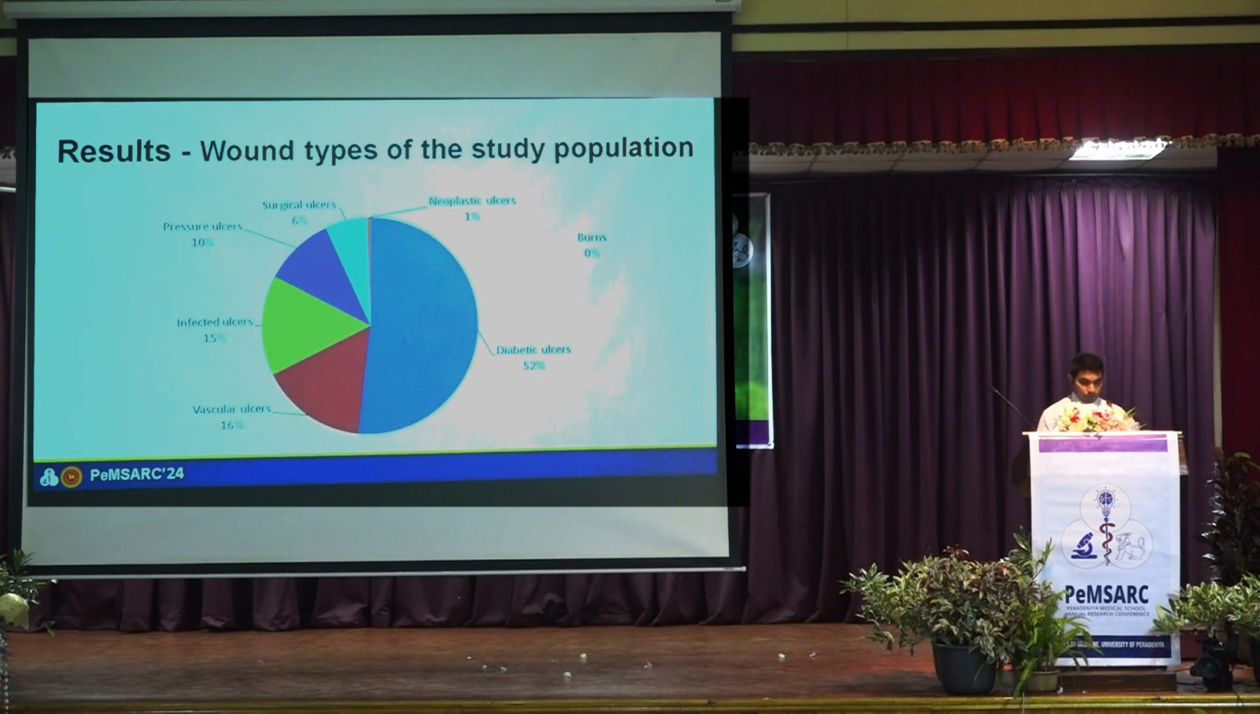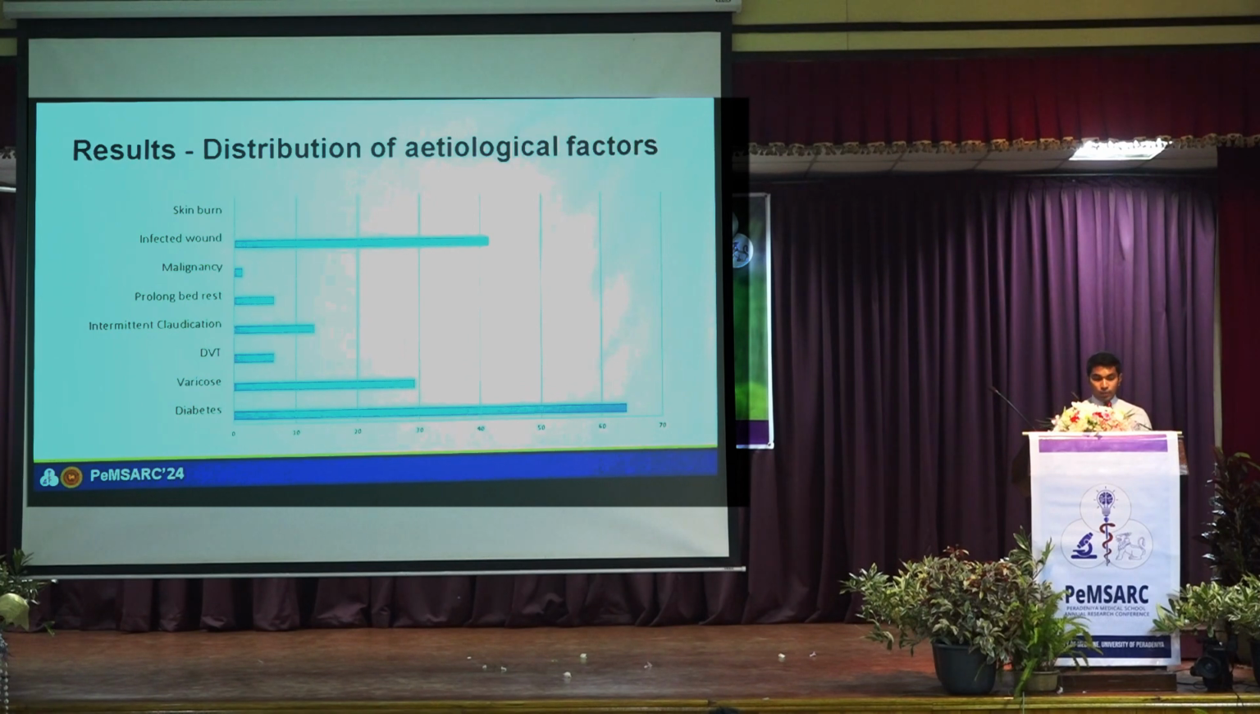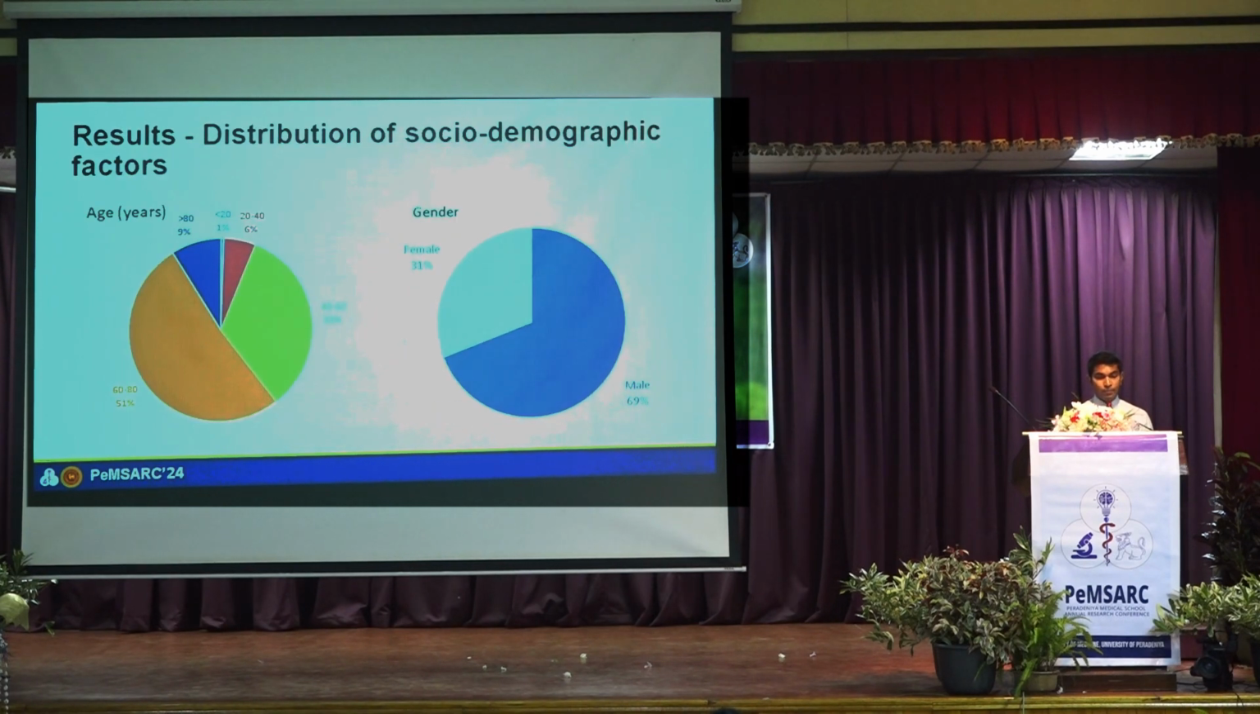So these are our results. The diabetic ulcers were the commonest type of wounds we identified, and vascular ulcers being the second commonest, and infected ulcers being the third commonest. And etiologically as well, diabetes was the commonest etiological factor, and infected wounds were the second, and varicose veins were the third. And most of the patients were in between 60 and 80 years. And interestingly, very few patients were above 80 years. And it's the male community which was most affected.